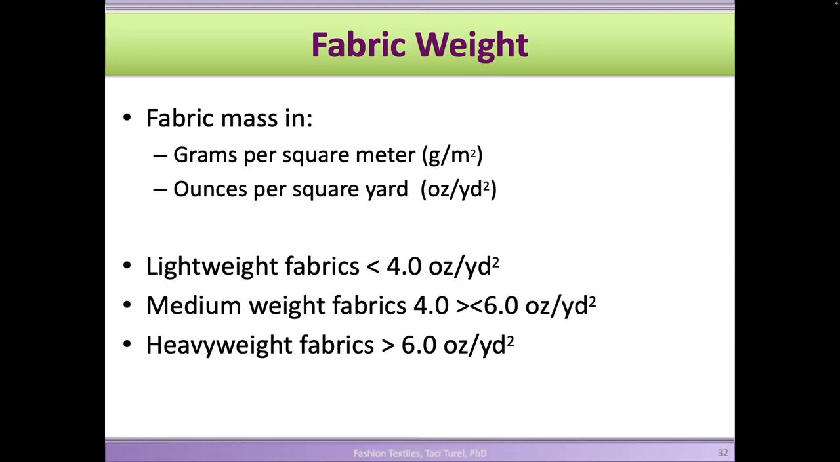So lightweight fabrics are generally less than 4 ounces per square yard. And heavyweight fabrics are more than 6 ounces per square yard generally. So medium weight fabrics are, you know, most fabrics are medium weight. So it's between 4 and 6 ounces per square yard.